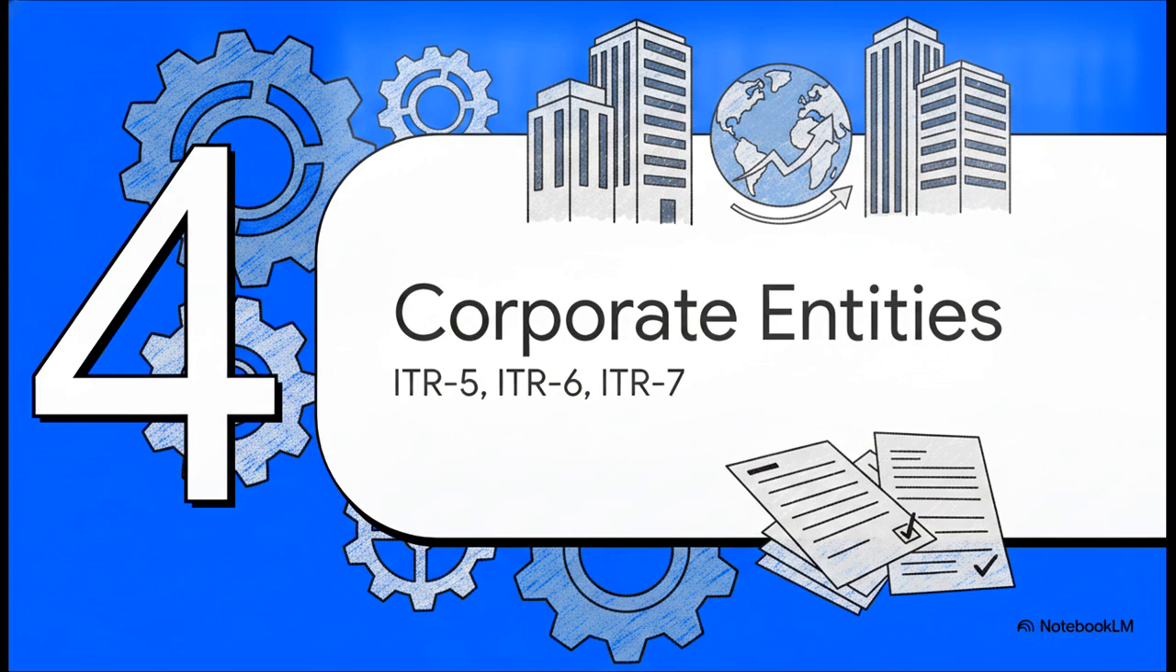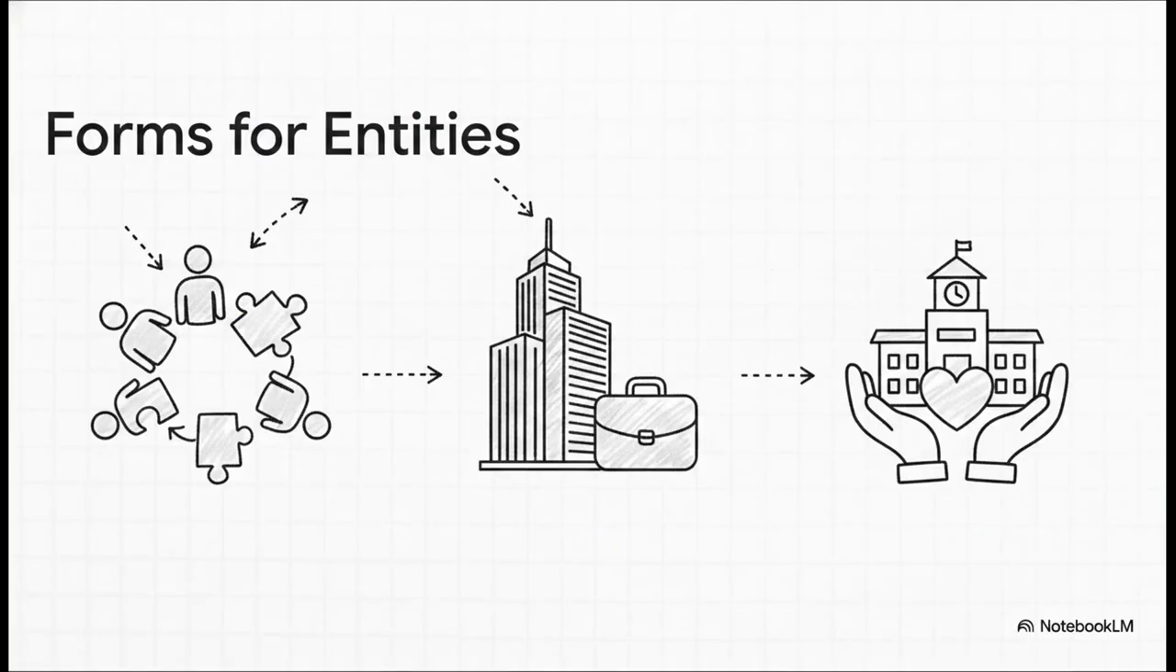Now for Section 4, Forms for Corporate Entities. As we leave individual taxpayers behind, we're rapidly scaling up into the realm of larger entities. ITR5 is going to be your form for partnership firms, limited liability partnerships, associations of persons, bodies of individuals, and similar non-company entities. Next up, we have ITR6, which has a very strict, highly corporate resume. It's used exclusively by private limited companies and other registered companies to file their returns.